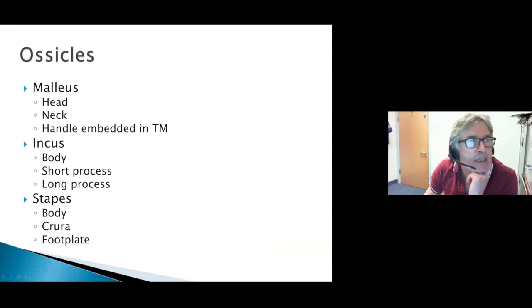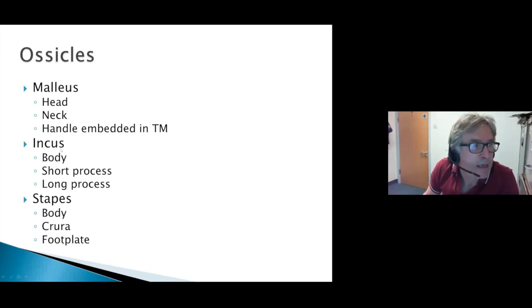So let's have a detailed look at the ossicles, and we should be able to see all three ossicles, and we should be able to see different parts of those ossicles. So as far as the malleus is concerned, we should be able to pick out the head and the neck. We should be able to pick out the handle embedded in the tympanic membrane.